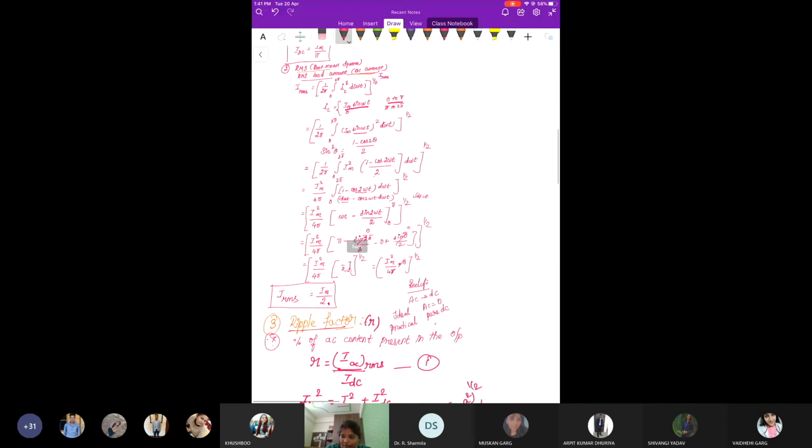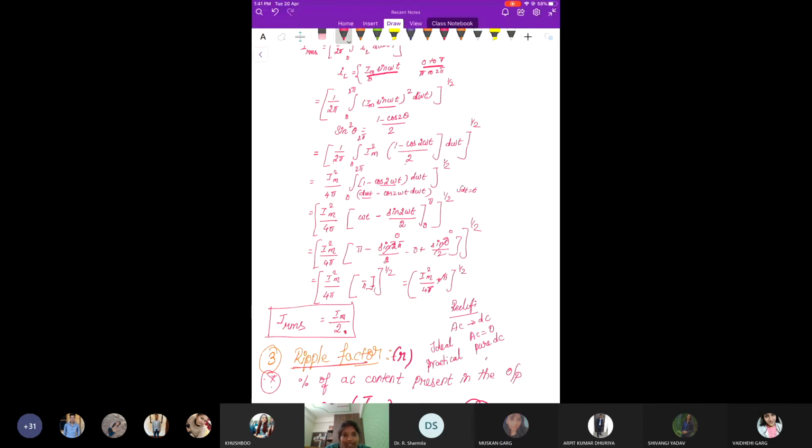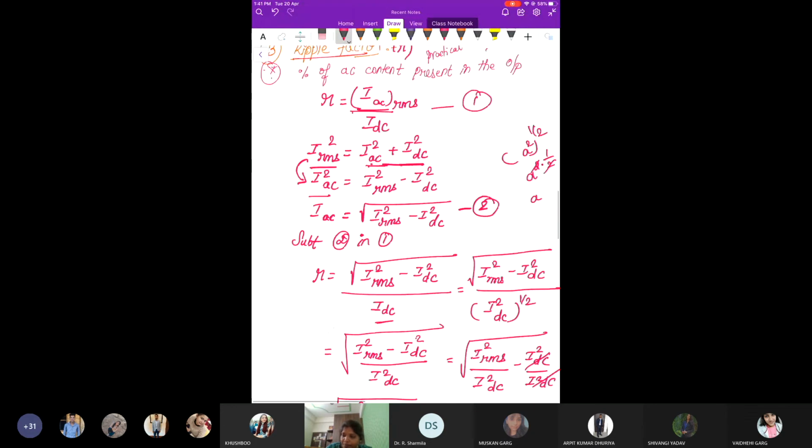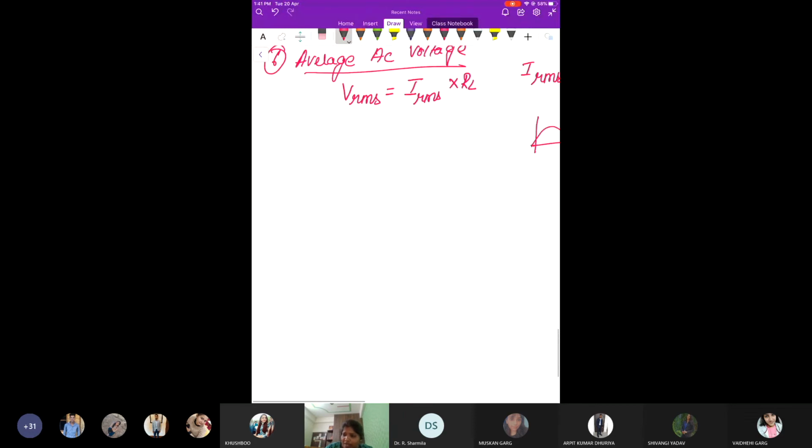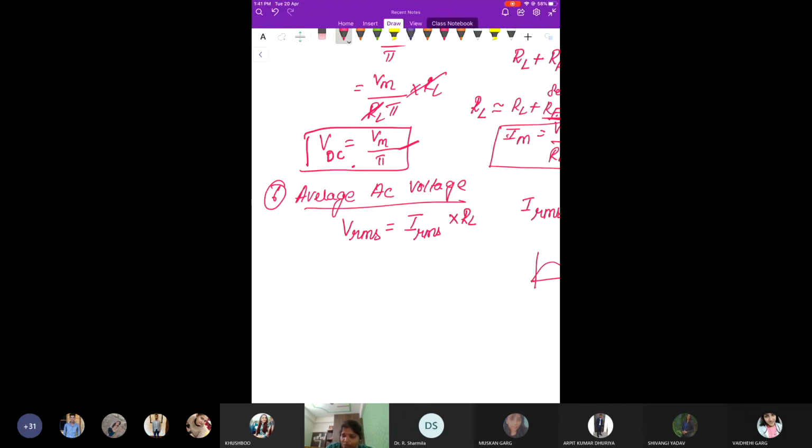This derivation part you can remember, but in case it is not possible for you to derive all the equations, at least try to remember the final value. Next we are going to measure the value. Already you know that the value of IRMS is equal to Im by 2. What do we have to do now? We have to substitute.